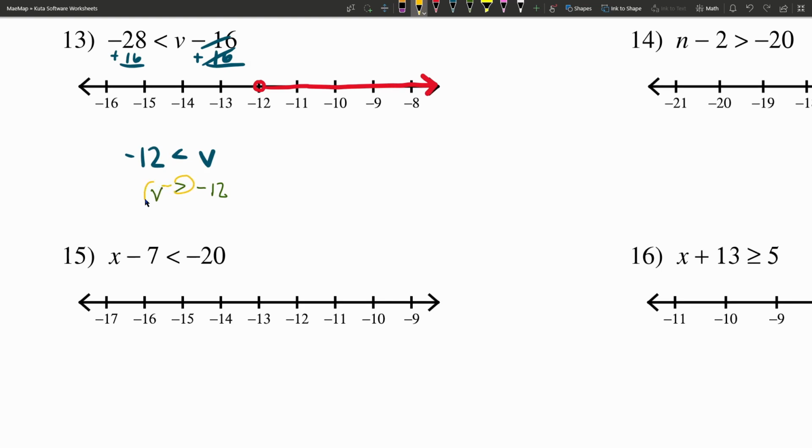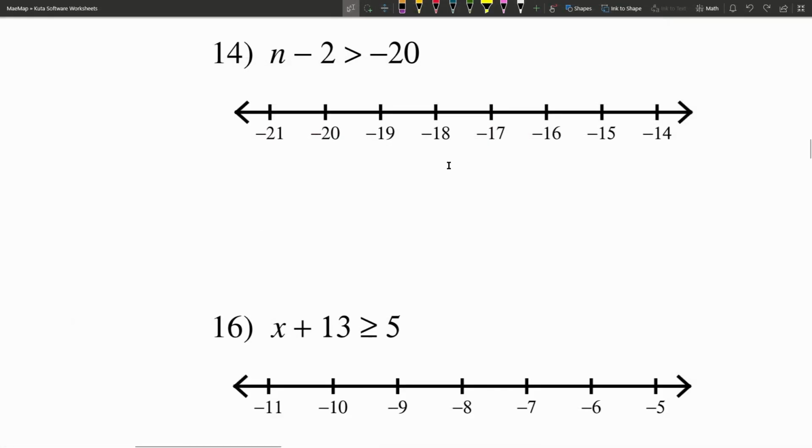It wants to eat the bigger value. Let's move on to number 14. Moving on to number 14, n minus 2 is greater than negative 20. Simply add 2 to both sides. When we do that, we get that n is greater than negative 18.